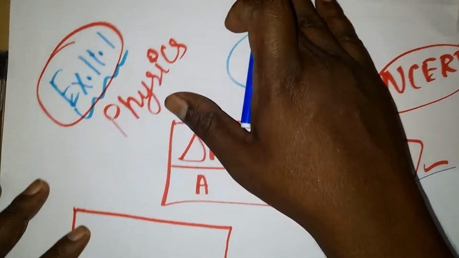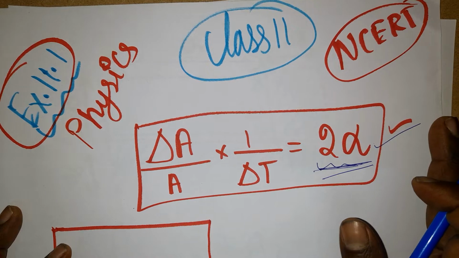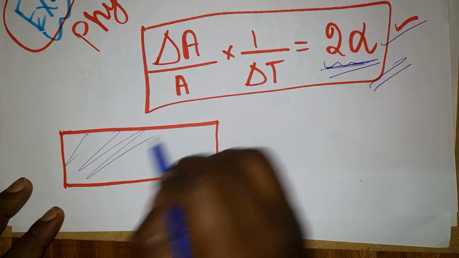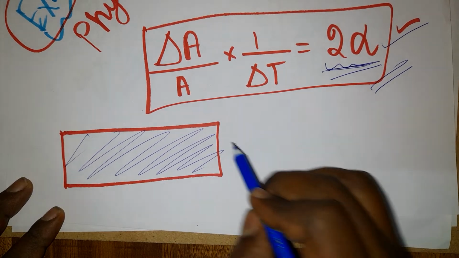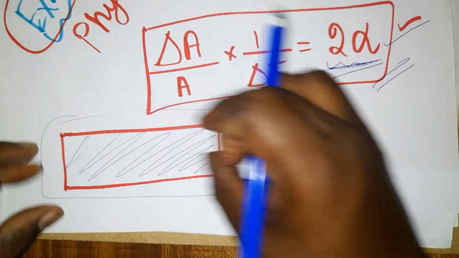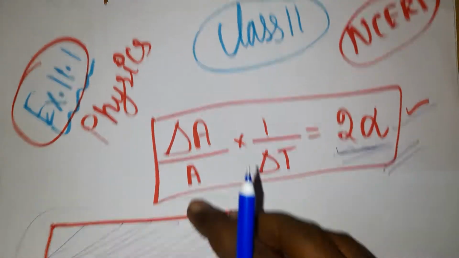It is the 11th chapter, first problem, class 11 physics, NCERT problem. This is the equation we are going to prove. I have taken one sheet. When I give heat energy, all the sides will get expanded. I have taken this as one corner, where only one side is getting expanded.